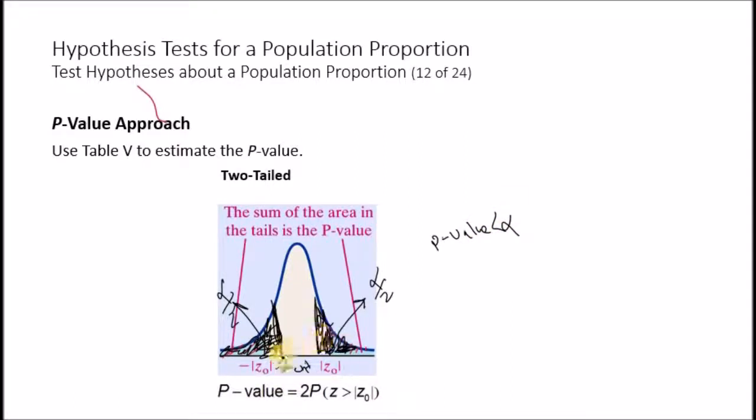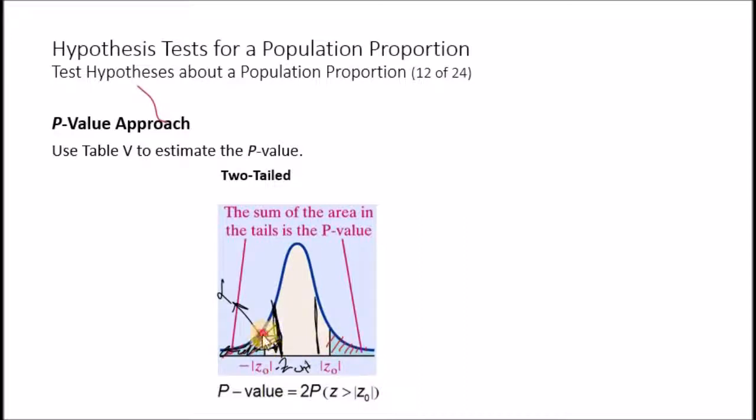In this case, we're going to reject the null hypothesis because the test statistic is inside the critical region. How do you compute the p-value? You're going to say that the p-value is basically the area to the right and the left of Z naught.